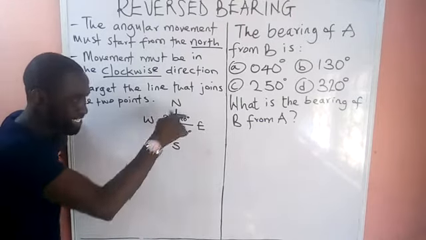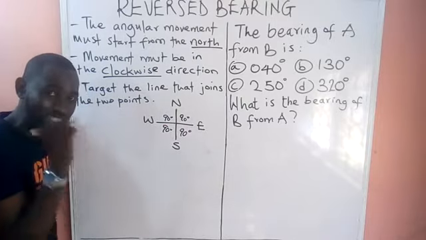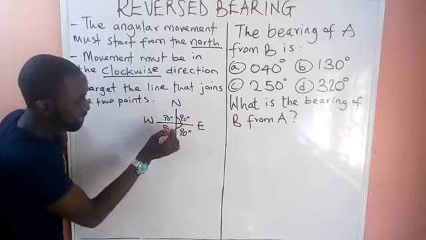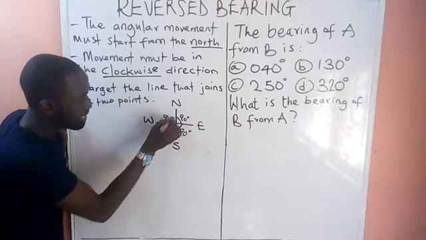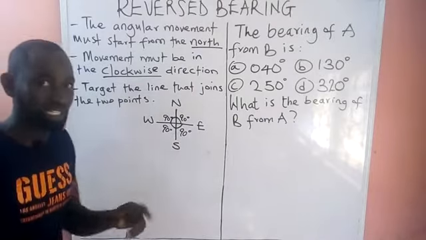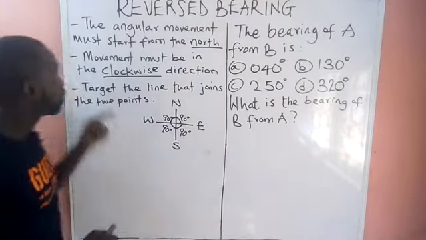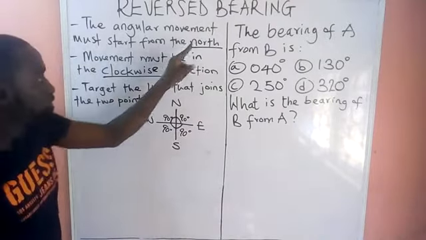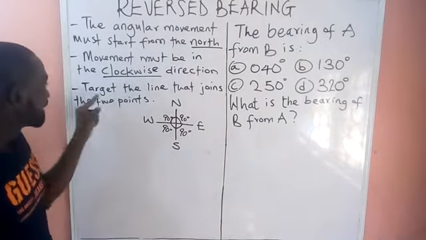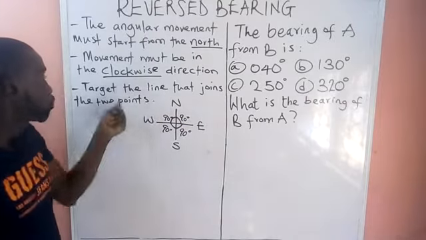So it means each quadrant is 90 degrees. Okay? From here to here is 90. From here to here is 90. From here to here is 90. From here to here is also 90. So everything is 360 degrees. Take note of that concept. So the angular movement must start from the north. Movement must be in the clockwise direction. Target the line that joins the 2 points.